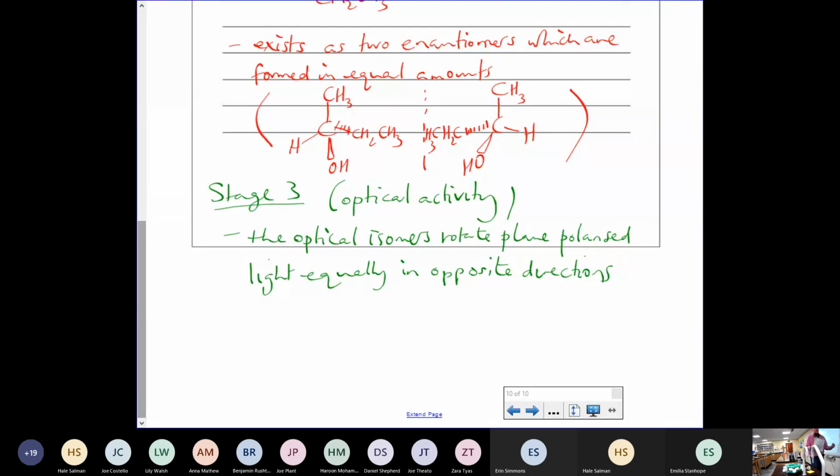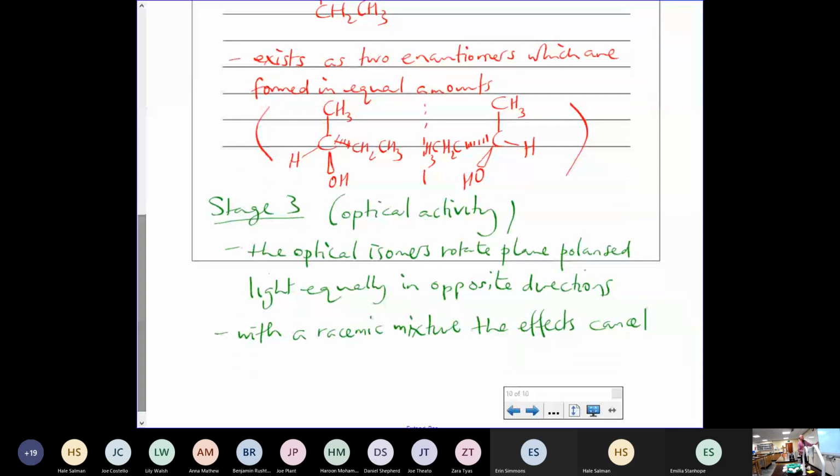why this product doesn't rotate plane polarized light. And the reason for that is, with a racemic mixture, the effects cancel. So actually there's no rotation of plane polarized light. One isomer rotates one way, the other rotates it the other way, and the effect cancels out. So if we do all those things, we get a nice level 3, 6 marks, and keep the examiner happy.